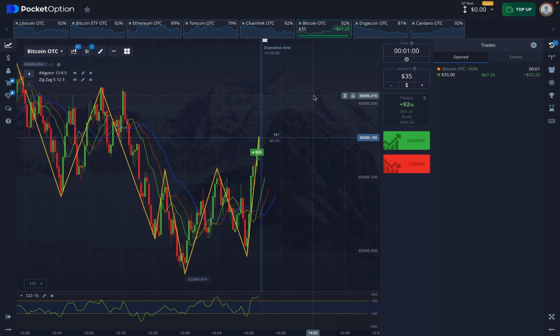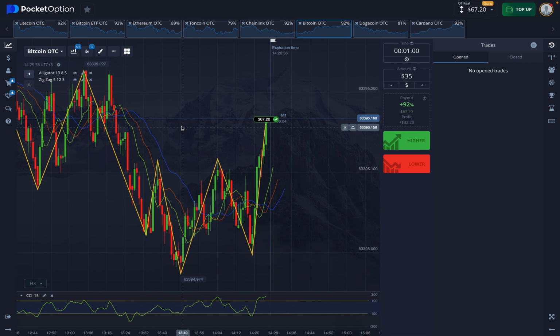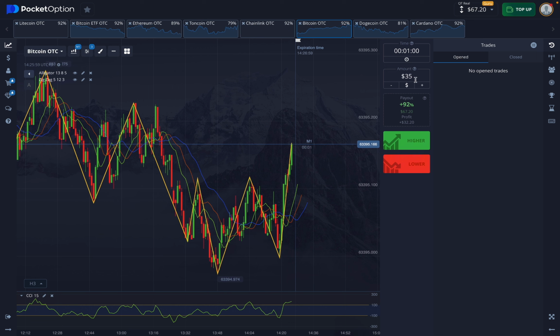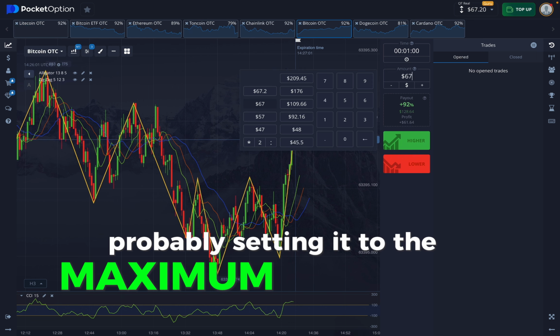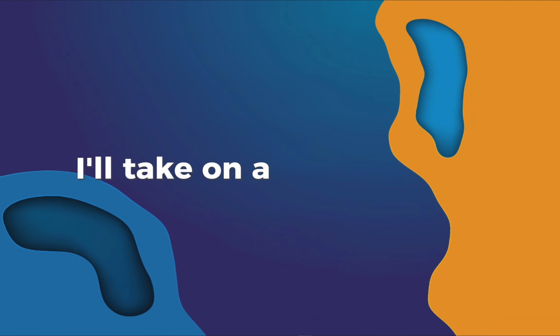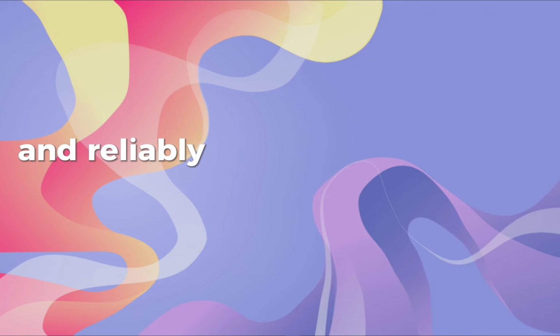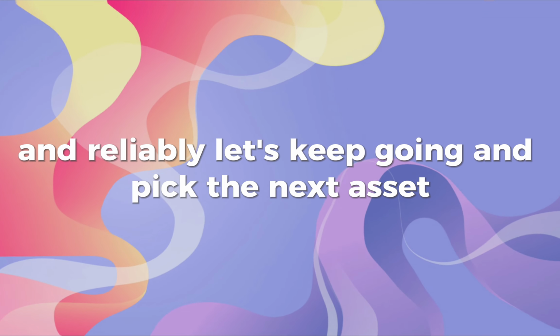As you can see, the second trade was successful. The entry was a bit tricky, but I managed to pull it off. Now, I'm going to adjust the trade's size, probably setting it to the maximum to reach a profit that better suits my goals. I'll take on a bit more risk and aim to choose the next trade more carefully and reliably. Let's keep going and pick the next asset.